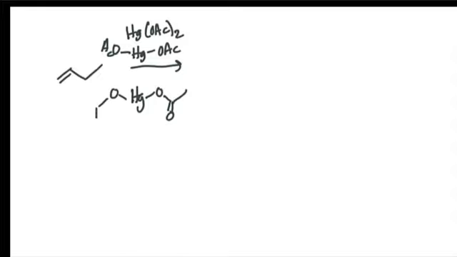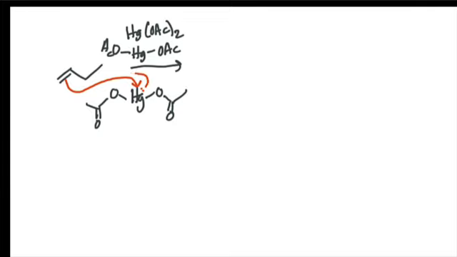In other words, it looks like this. Okay, and so what's going to happen is, just like with all of the other alkene reactions, the carbon-carbon double bond is the nucleophile that's going to start the reaction by attacking an electrophile. The mercury is a very partially positive center.